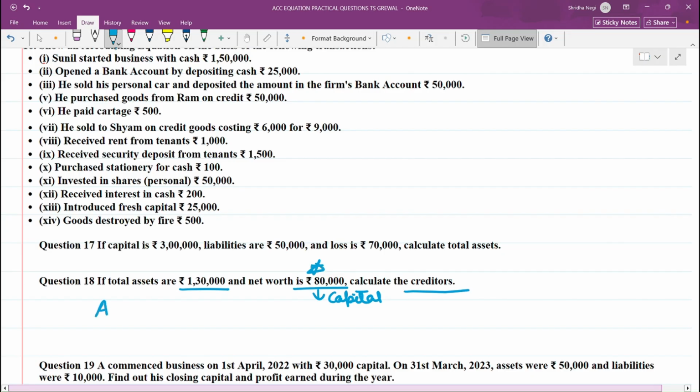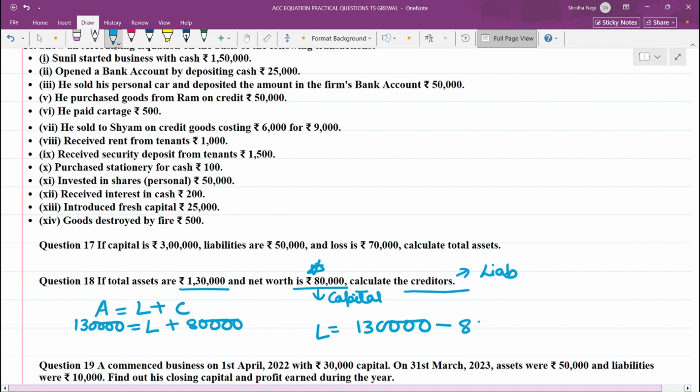So asset is equal to liability plus capital. How much are the assets? 1,30,000. Now how much is the liability? That you don't know. Creditors means you have to find out the liability only. And capital is 80,000. So your liability is equal to 1,30,000 minus 80,000, which is equal to 50,000. So the creditors are 50,000. Understood? So net worth of 80,000 means it is the capital.